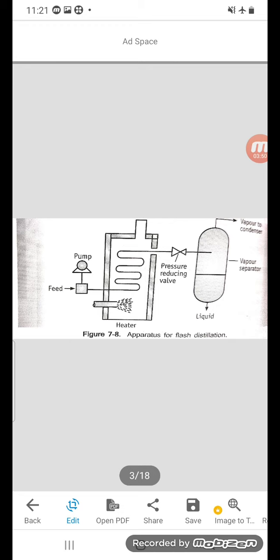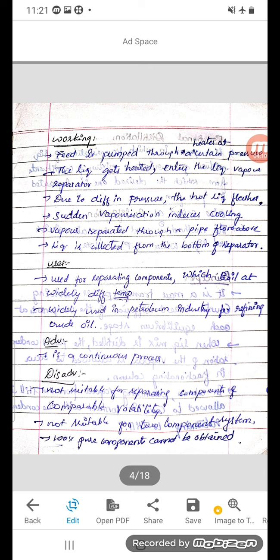Then it is passed to the low pressure zone. There it is connected to the vapor separator that will separate the vapor to the condenser. The vapor will pass, and the liquid which is left as such, that is the other solvent, will be collected there. Next are the uses. It is used for separating components which boil at widely different temperatures.